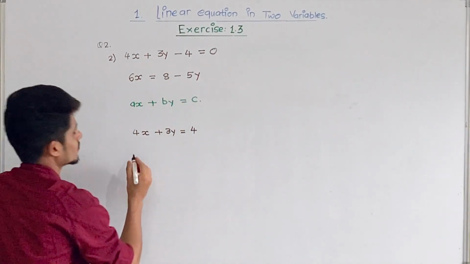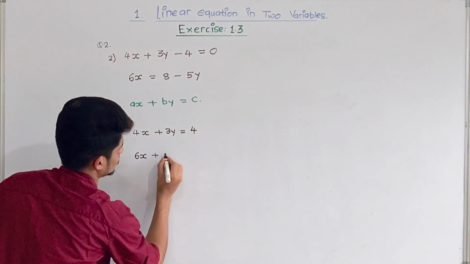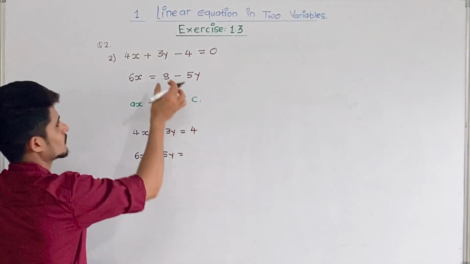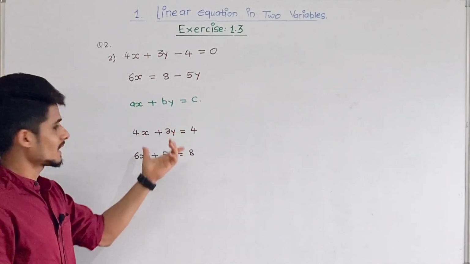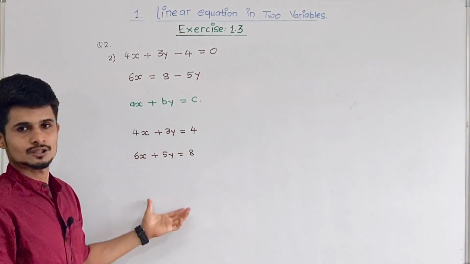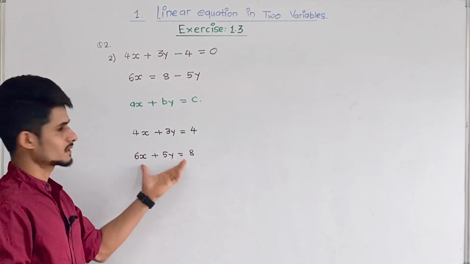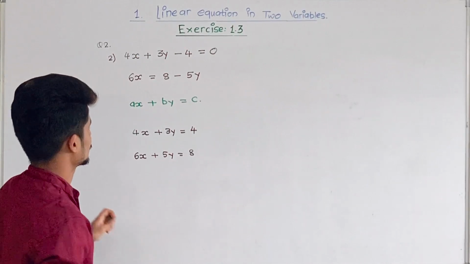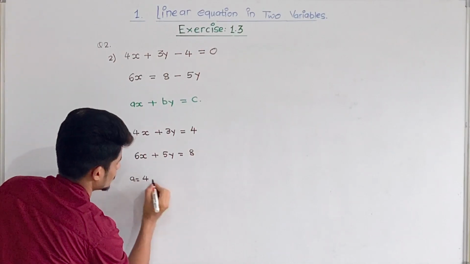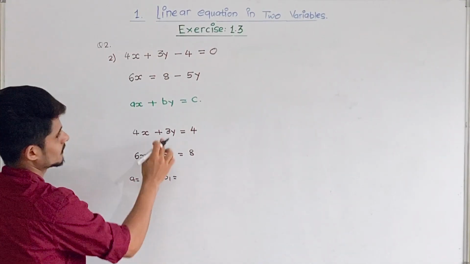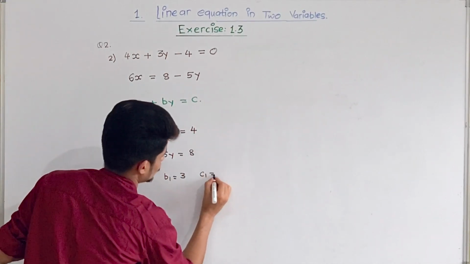Similarly, the second equation will be 6x minus 5, the 5y comes here, plus 5y is equals to, the 8 remains there, 8. So these are the equations in the general form. Now we'll compare the value of a1, b1, c1 and a2, b2, c2. So the value of a1 is 4, value of b1 is 3, similarly value of c1 is 4.